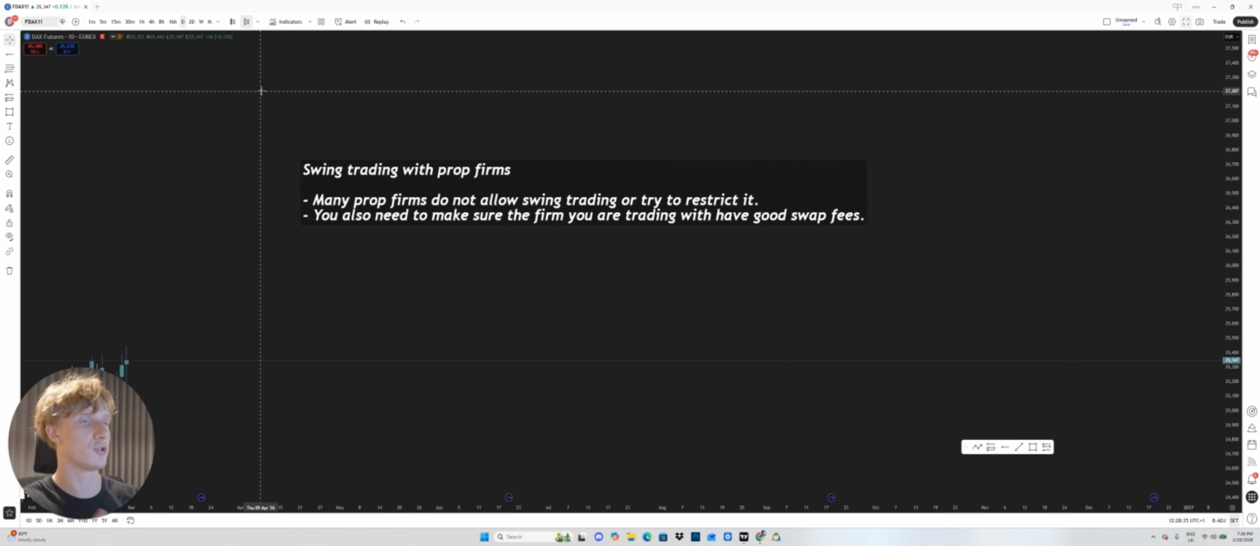Now, as I know a lot of you will be trading with prop firms, something that you do need to consider is many prop firms do not allow swing trading, or they try to restrict it. For an example, FTMO just got rid of their 200K accounts and limited it to 100K, and many other prop firms just try to restrict it. So yeah, you need to make sure that you're trading with a prop firm which allows it, doesn't have any weird hidden rules or anything like that. So really go through their FAQs.